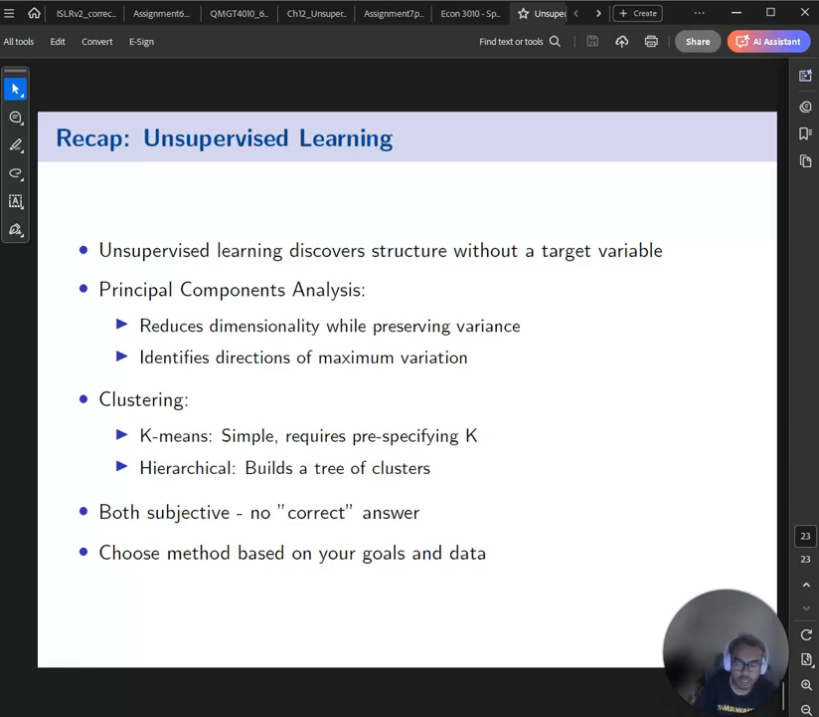The beauty of unsupervised learning is that it lets the data speak for itself, revealing patterns and structures that might not be obvious at first glance. As you apply these techniques, let your choice of method be guided by your specific goals and the nature of your data. These tools offer powerful ways to gain insights from complex data sets across virtually any domain, from genomics to marketing, from image analysis to document classification. They are essential components of the modern data science toolkit.